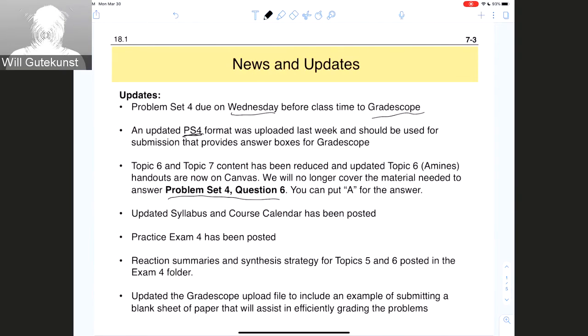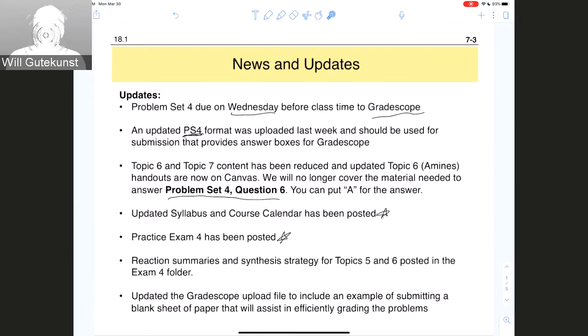Along with this, I have updated the syllabus and course calendar with the right dates and times for the exams and whatnot. I put up a practice exam 4 that you should be able to see. I also added a reaction summary and synthesis strategy for topics 5 and 6. This should give you new combinations of reducing agents with different reactants, in addition to some ways of thinking about how to make amines. And I also filled in the big interconnecting flow chart that we had at the beginning of topic 5 for interconversions of many different functional groups.